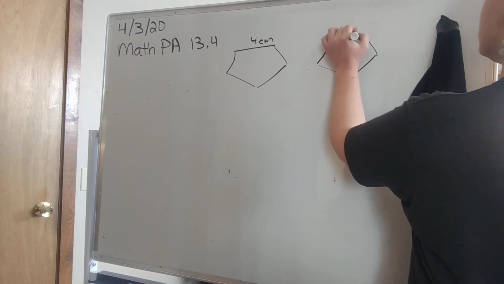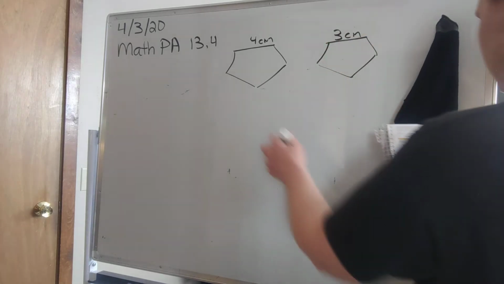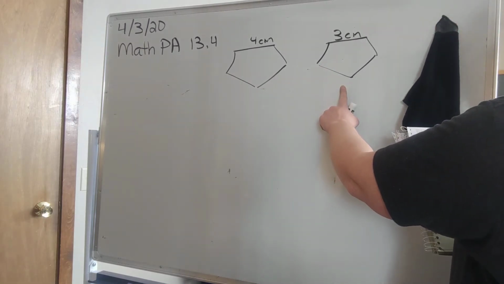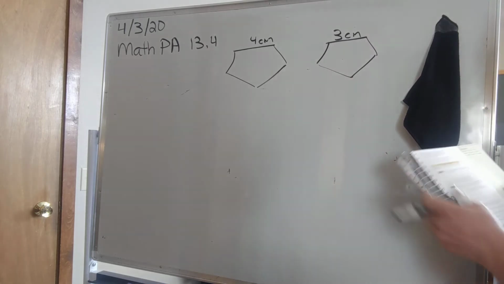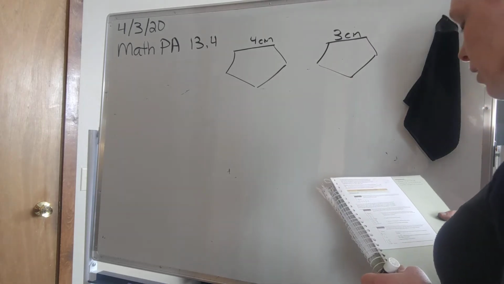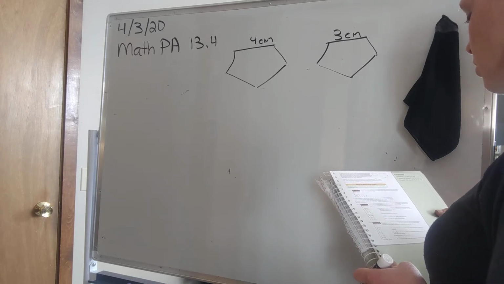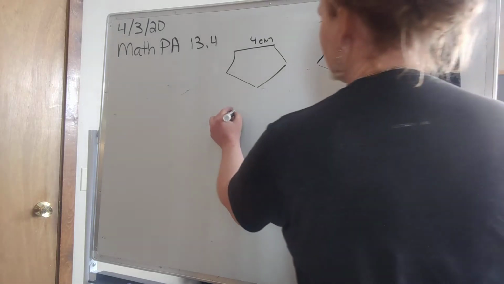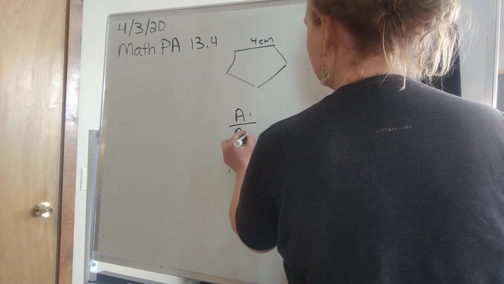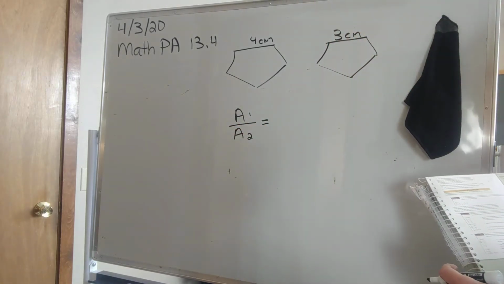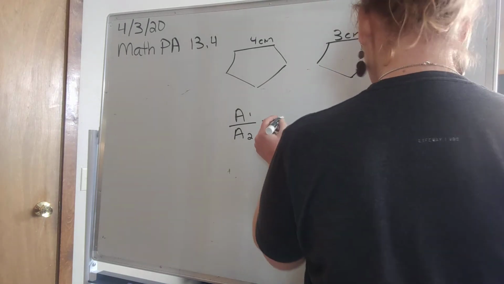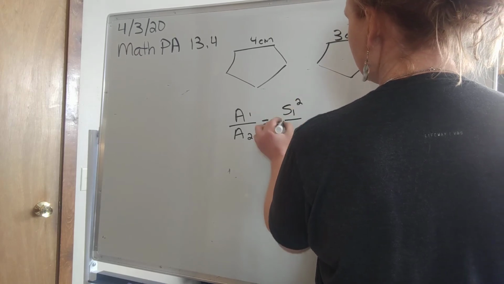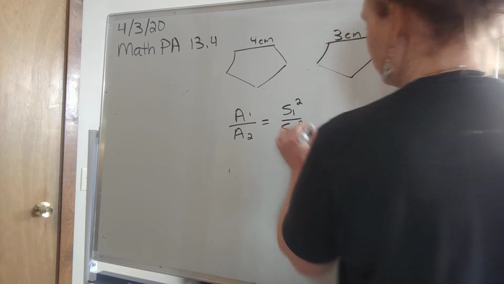Okay, 3 centimeters. The first of two regular pentagons has a side of 4 centimeters. The second has a side of 3 centimeters. What is the ratio of their areas? Well, if we look up in the yellow box above, it says the ratio of the areas of similar polygons is equal to the ratio of the squares of the corresponding sides. So area 1 compared to area 2 corresponds to the sides squared: side 1 squared over side 2 squared.